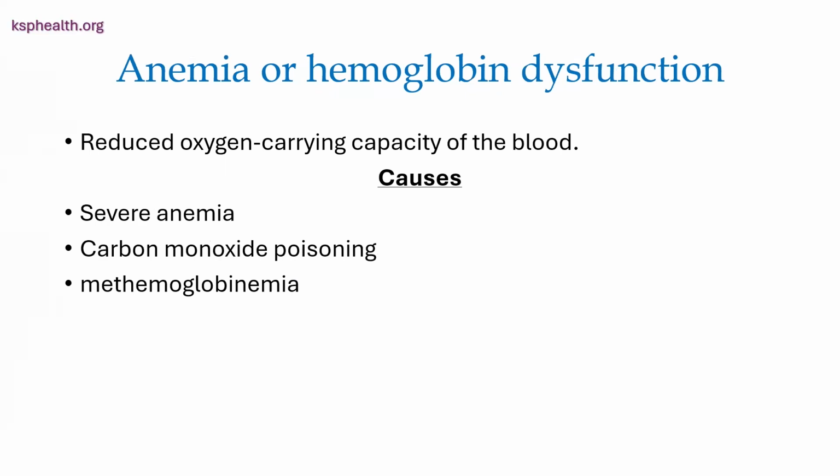Finally, anemia or hemoglobin dysfunction. Hemoglobin is the one carrying oxygen to the tissues. When there is inadequate hemoglobin, that happens in severe anemia, or it is unable to carry the oxygen, as it happens in carbon monoxide poisoning or methemoglobinemia, it can cause decreased oxygen carrying to the tissues.